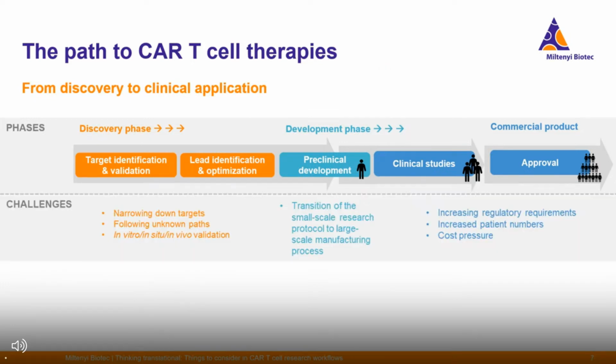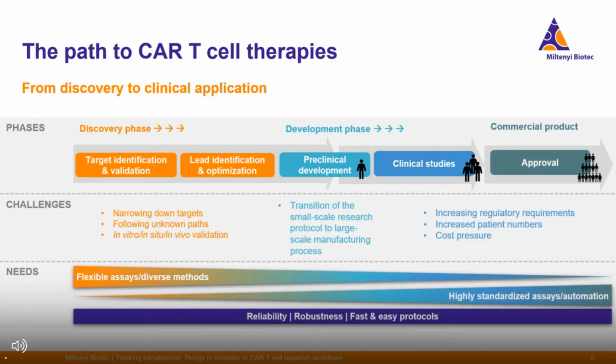And especially cell and gene therapies come along with a lot of hurdles and challenges, which is especially true for such novel therapeutic approaches using such living drugs like CAR T cells. And of course, the challenges differ from phase to phase. In a research setting, you need to narrow down targets, develop safe CAR T cells, validate them in vivo and in vitro. In the translational phase, you need to transfer your small-scale protocol to a large-scale process, and later on, you also need to take care of regulatory requirements, deal with increasing numbers of patients, and of course, always keep an eye on the costs.